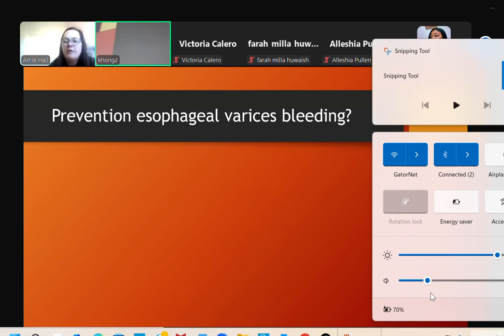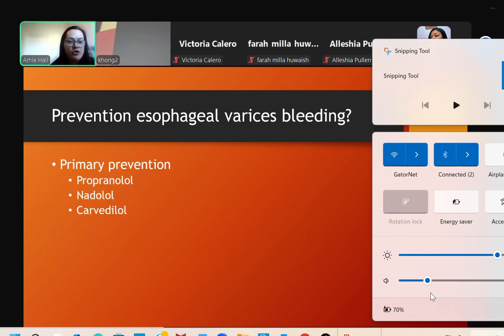Okay, non-selective beta blockers. So first we have primary prevention. What is primary prevention? It never happened. They haven't had a bleed yet, so we are trying to prevent the first bleed. For primary prevention, we're going to use non-selective beta blockers. We can use propranolol, nadolol, or carvedilol.